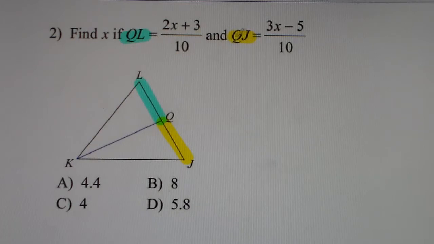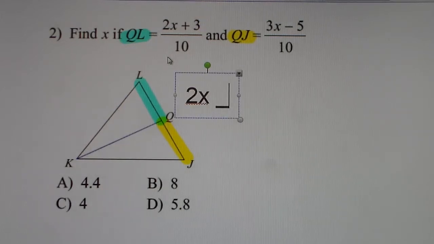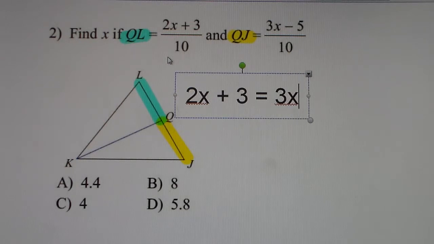So since they're both halves, you're going to set them equal to each other. So now you have 2x plus 3 over 10 is equal to 3x minus 5 over 10. Now since they're both divisible by 10, we can multiply both of these fractions by 10. So all we have to worry about is then the numerators. So it's 2x plus 3 is equal to 3x minus 5.